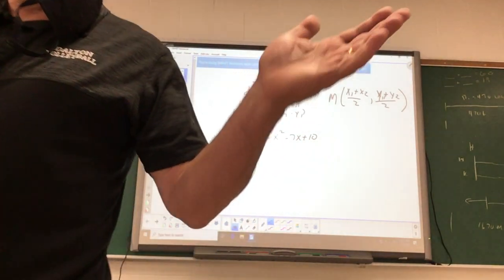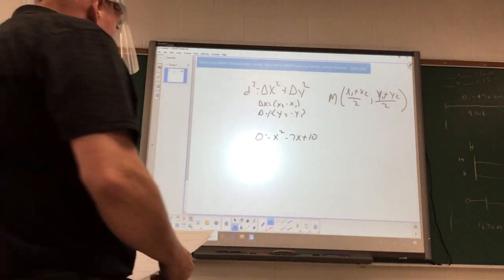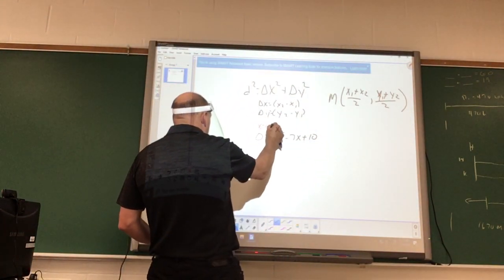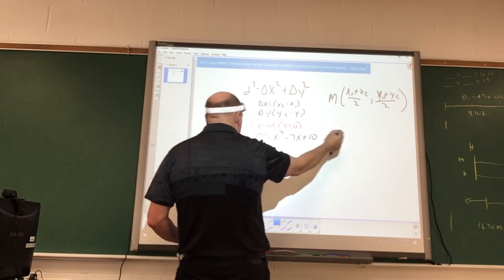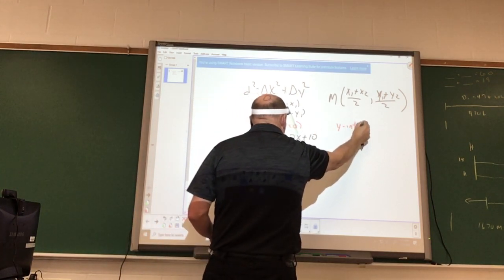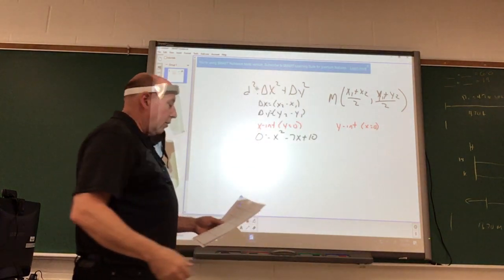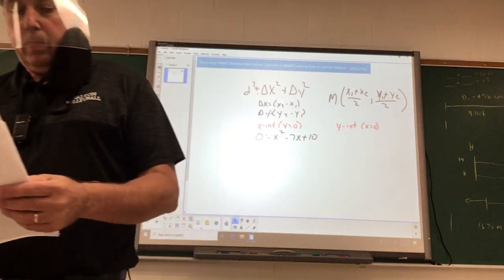Y-intercept, our x value is equal to 0. Okay, so this is our x-intercept, y is equal to 0, and our y-intercept, which is x is equal to 0. So we put 0 in for x and solve for y. We get a value of 10.